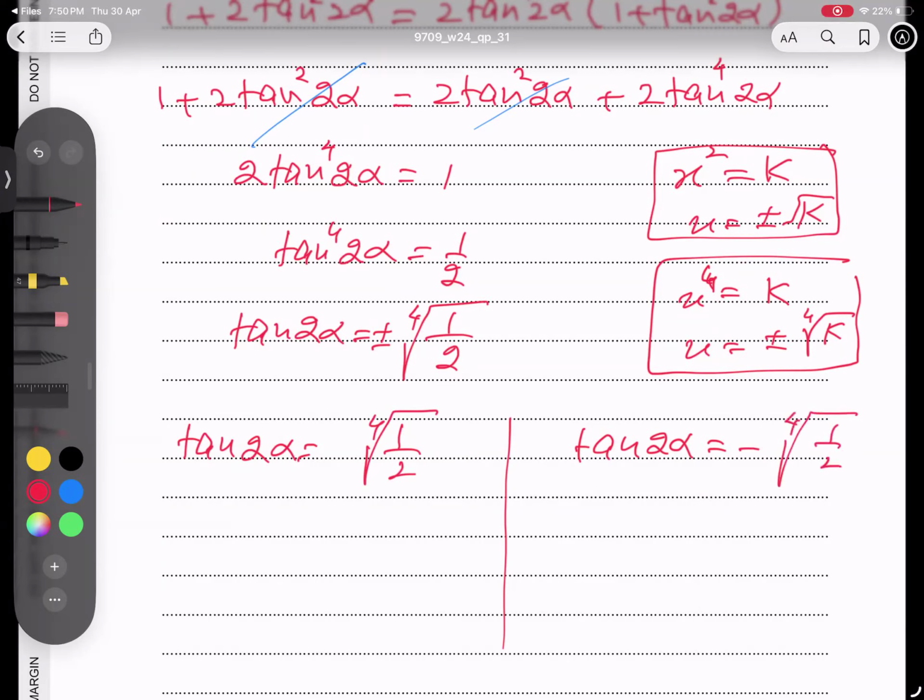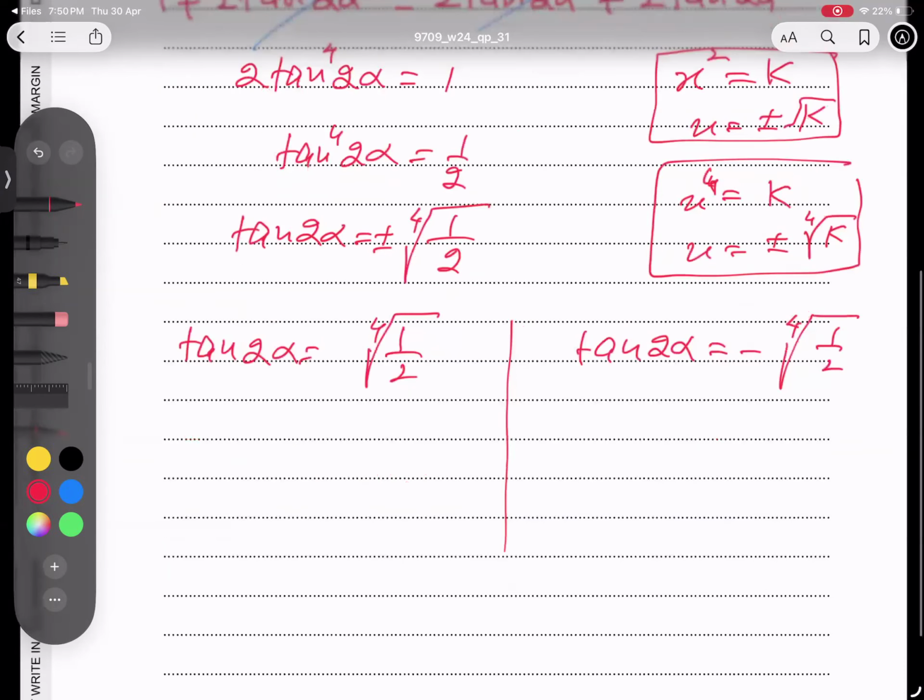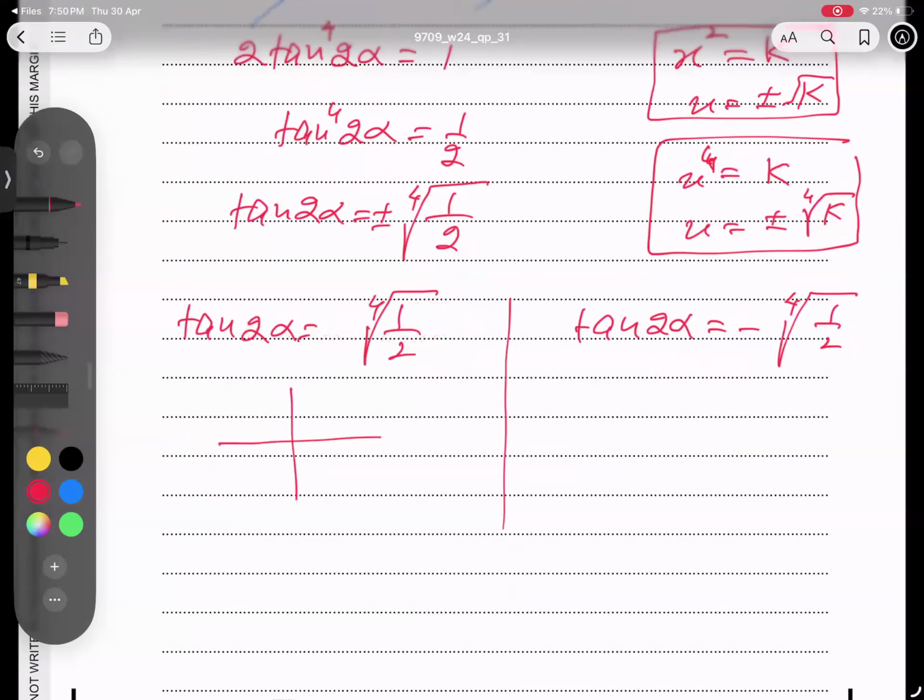I think this part is very clear. And now, students, what I can do now is make it type. Tan is positive in the first quadrant and this one, because of double alpha, so that is why I will consider both angles. And tan negative is here and here.